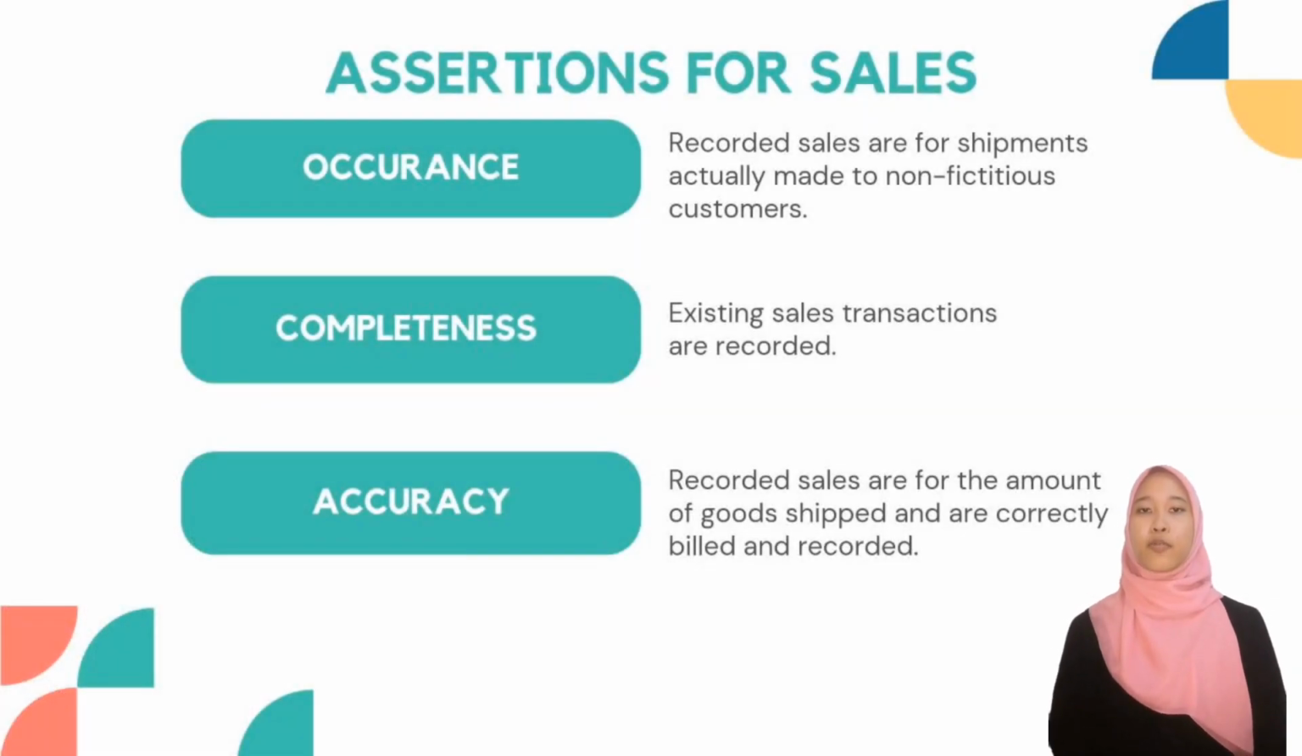There are three essentials for sales. First, occurrence is recorded sales are for shipments actually made to non-fictitious customers. Second, completeness is existing sales transactions are recorded. Third, accuracy is recorded sales are for the amount of goods shipped and are correctly billed and recorded.